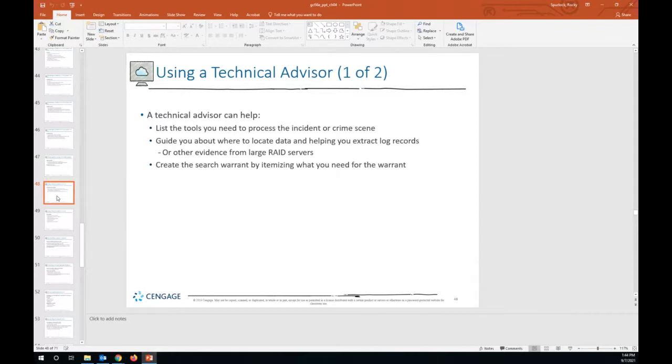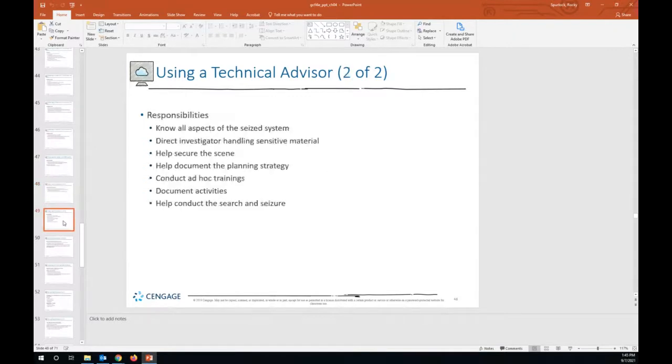There are times that you may need to use a technical advisor. A technical advisor can help you with things such as a list of tools you need to process the incident or crime scene. Maybe the person guiding you about where to locate data and helping you extract log records and other evidence from large RAID servers. A technical advisor can also help you create search warrants by itemizing what you need in the warrant.